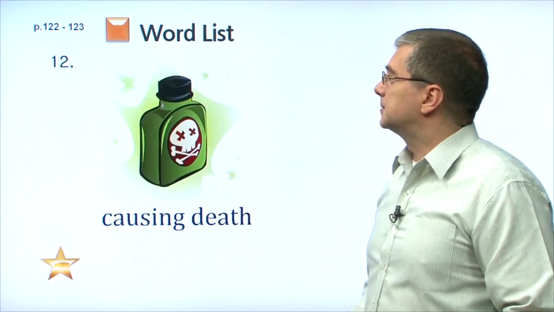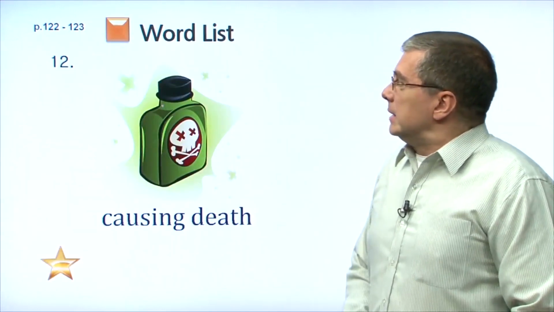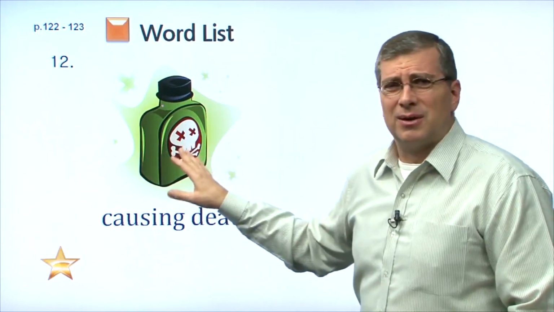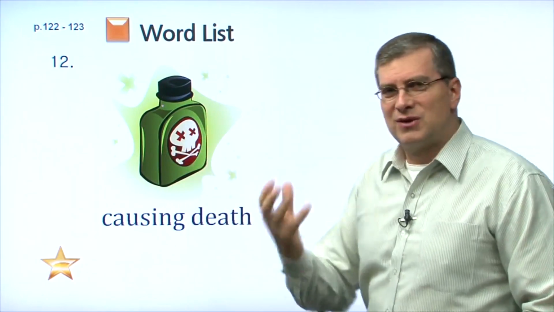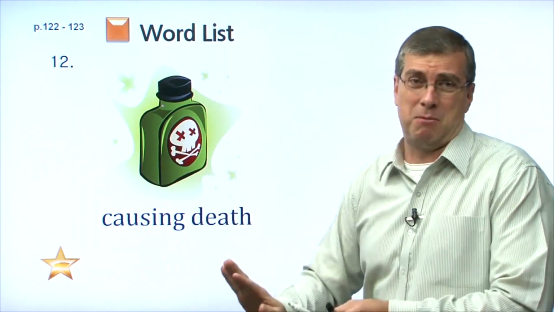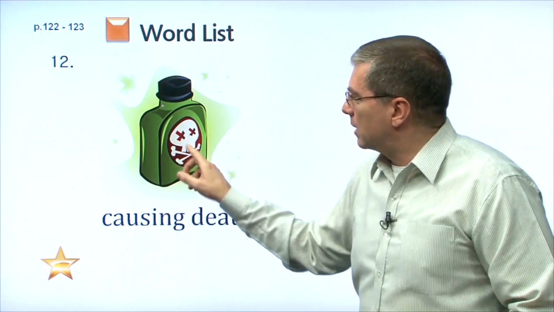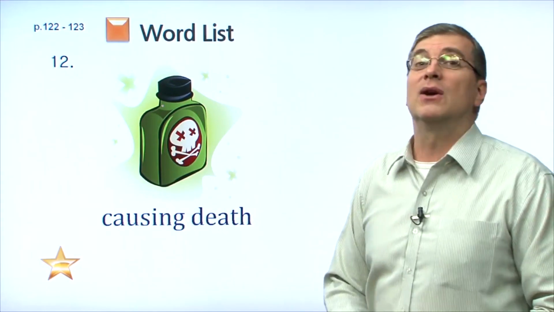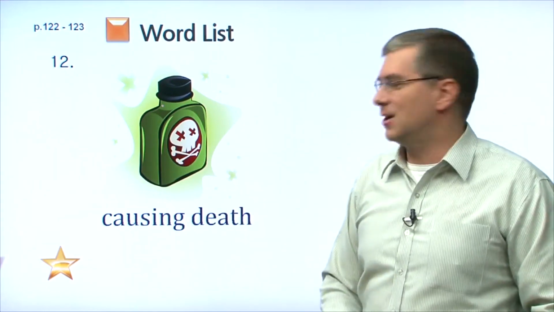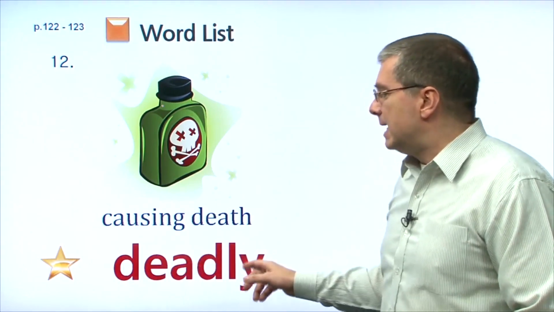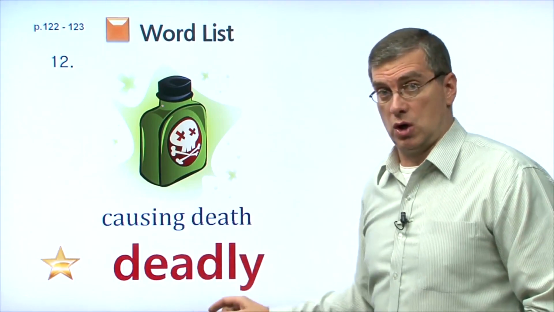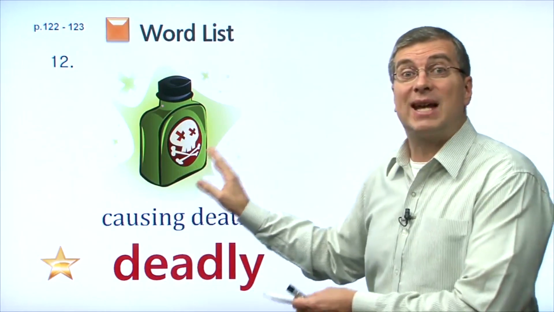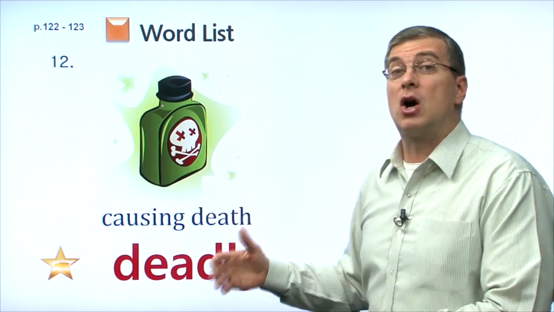Okay, let's take a look at the next one. Our last word here is kind of a scary word, right? Be careful of this sign. If you see that sign on a bottle, stay away from that bottle, right? What can we say about this? It's causing death. Oh, somebody dies, right? It's very dangerous. What word are we looking at here? We are looking at deadly. Deadly is a description word, right? Adjective. It describes something. We can look at this and say, oh, be careful. It's deadly. It can cause death.